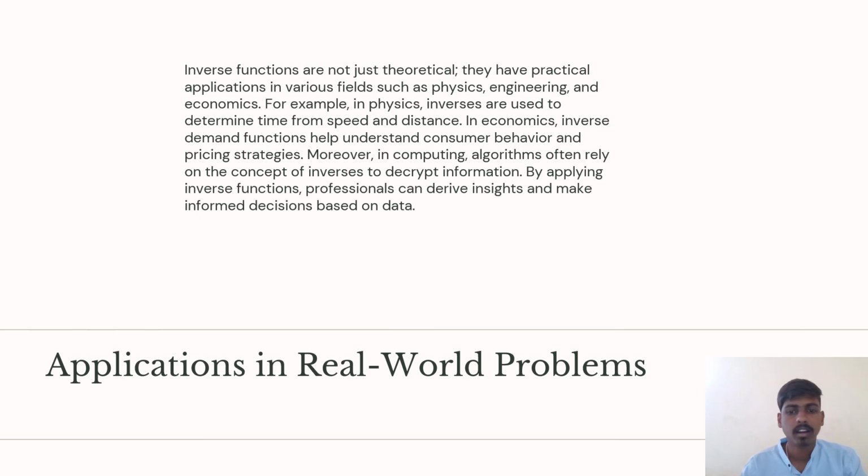Applications in real-world problems. Inverse functions are not just theoretical; they have practical applications in various fields such as physics, engineering, and economics. For example, in physics, inverses are used to determine time from speed and distance. In economics, inverse demand functions help in understanding consumer behavior and pricing strategies.